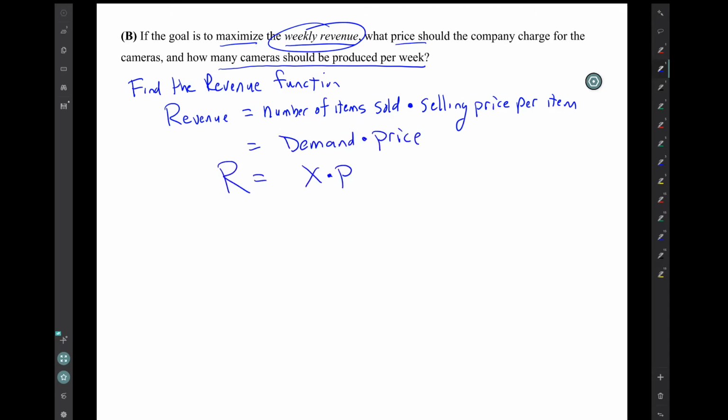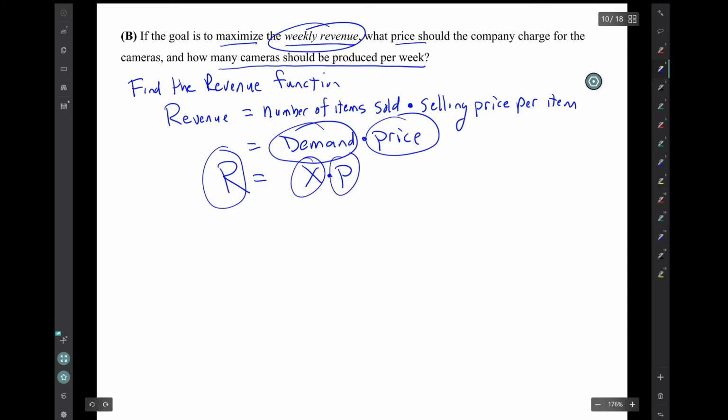So the revenue is the number of items sold times the selling price per item. In other words, it's the amount of money that you bring in from selling the items. Well, the number of items sold is the demand. The selling price per item is the price. Those are denoted by little x and little p. So we have this equation that says capital R, the revenue, is little x times little p.